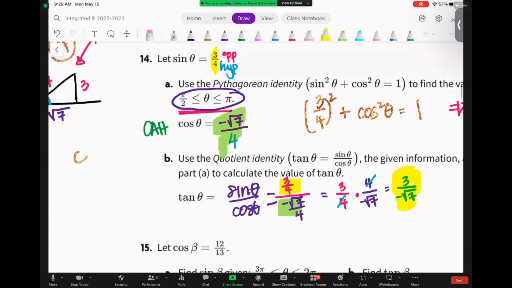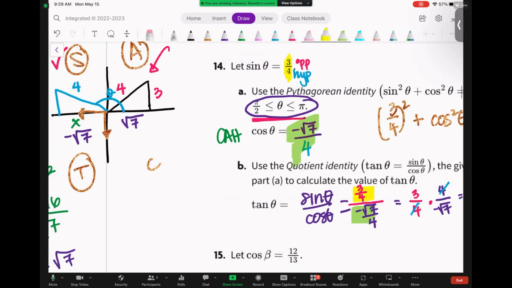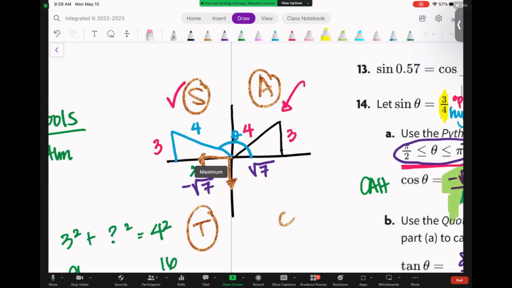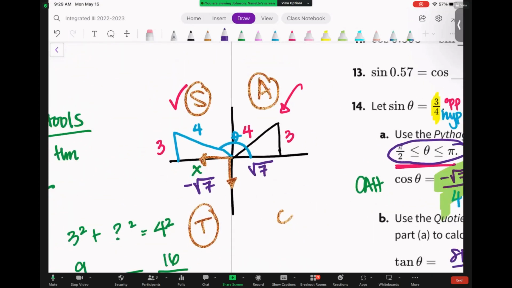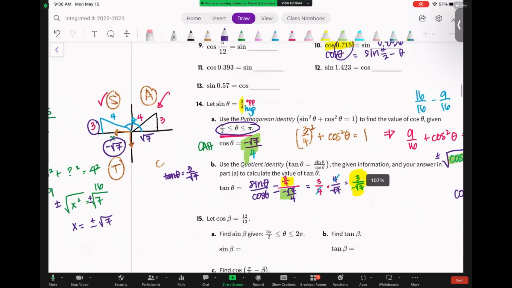And I'm going to go back over here to my triangle and check if that's true. So is the tangent, according to what we just found, the tangent of that angle, is it 3 over negative root 7? And you're like, yeah, opposite is 3. Adjacent is negative root 7. So yeah, that works, Miss Johnson. It's correct. And you're right.